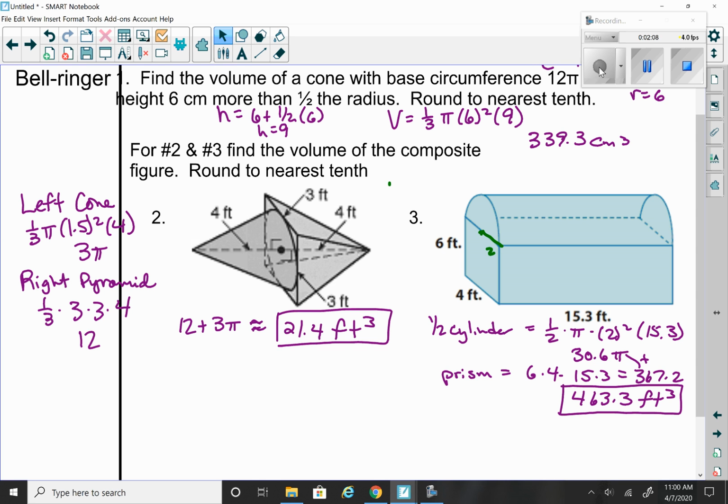So go ahead and check your answers over and pause it if you need to double check the answers you got and compare them with mine.